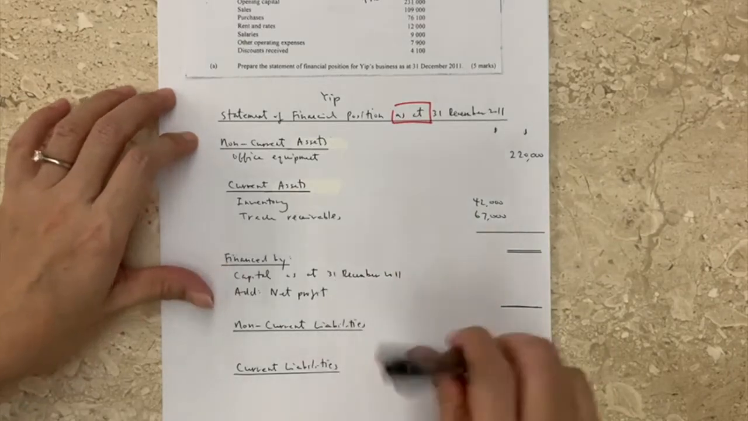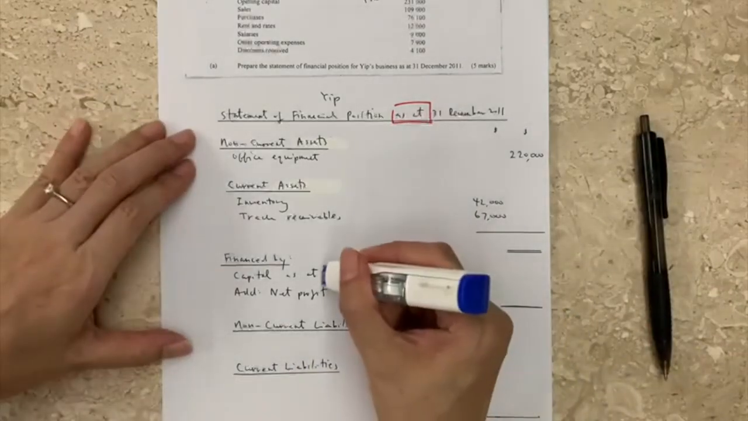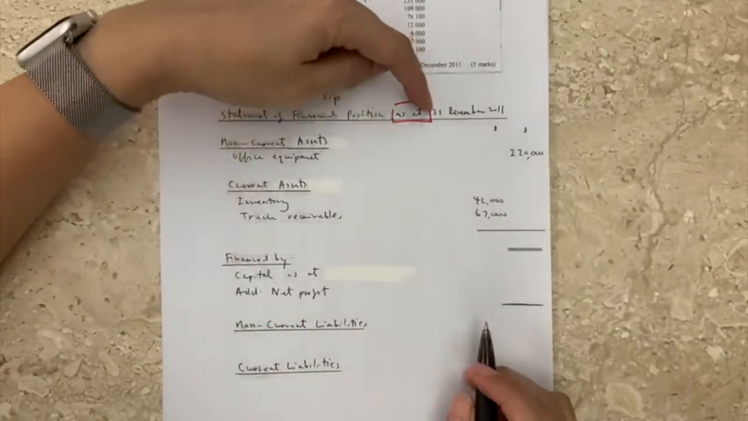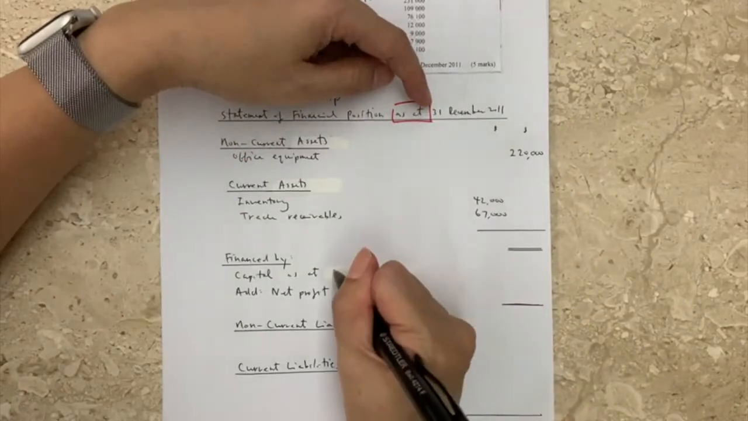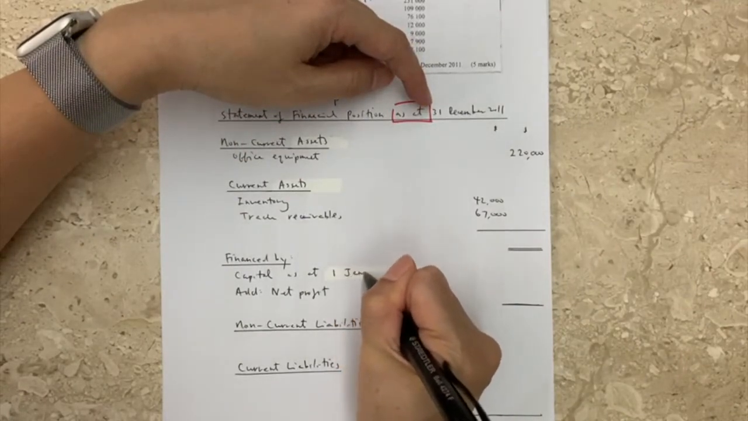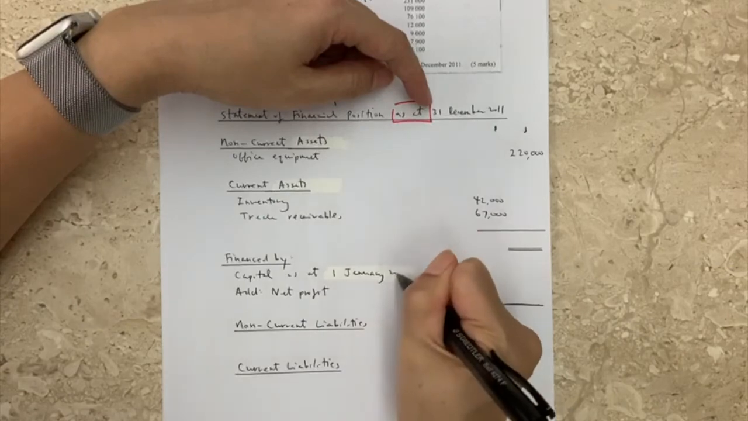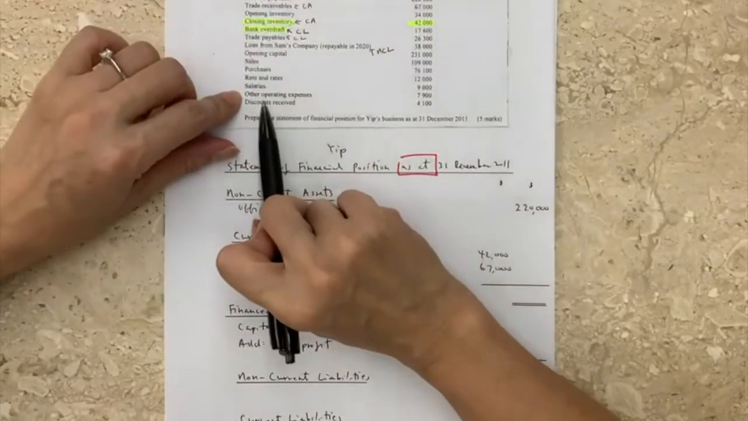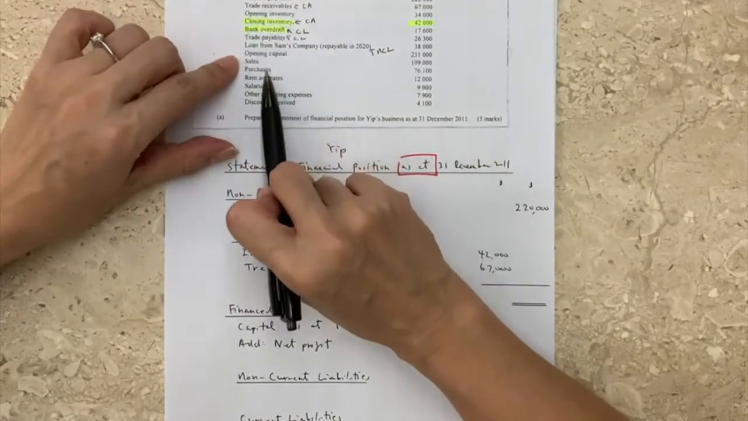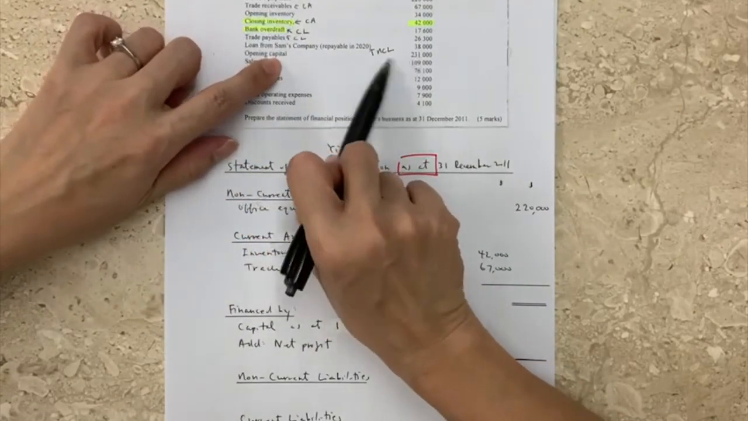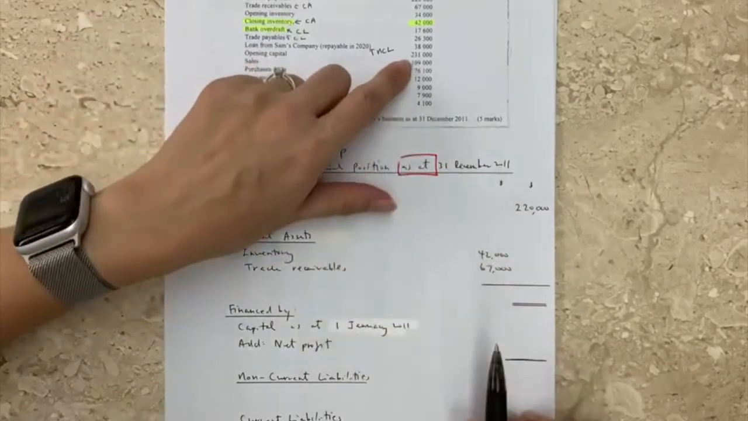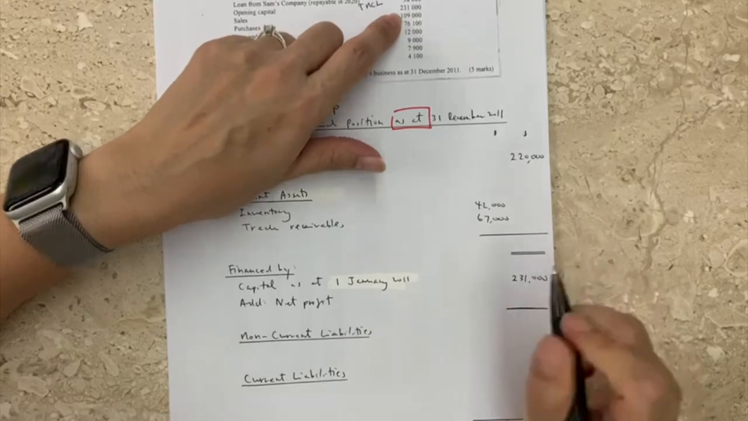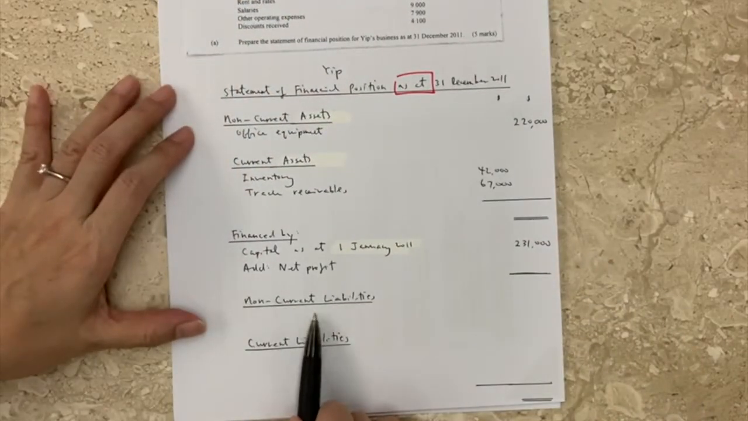So my date here is wrong. I have to change it to the opening date, which will be the beginning of the year. So that is 1st January 2011, and which is also given to us like this, where is opening capital. So here I have opening capital 231,000. Okay, now we come to non-current liabilities.